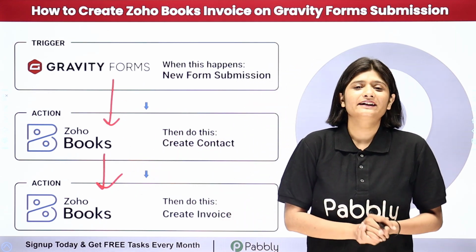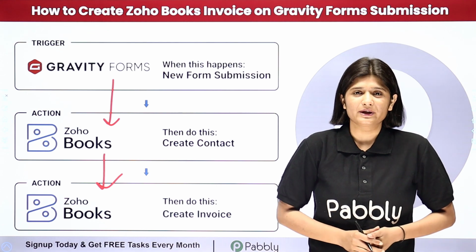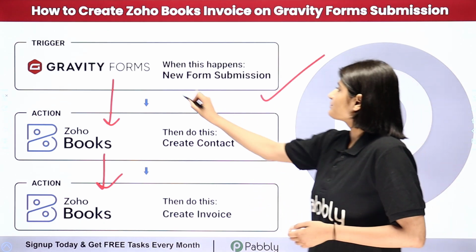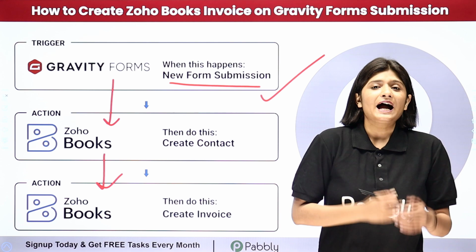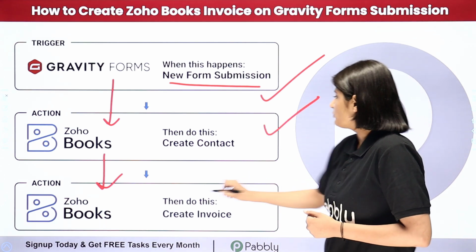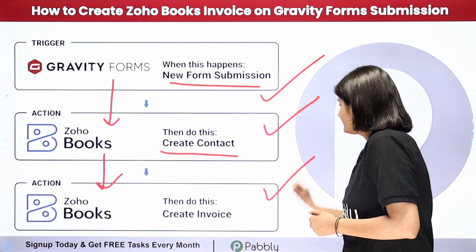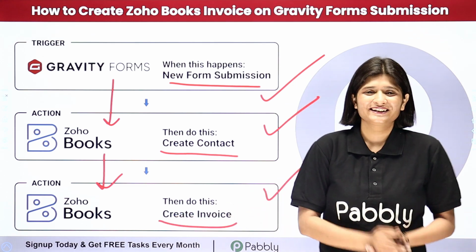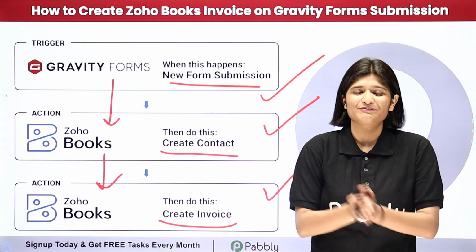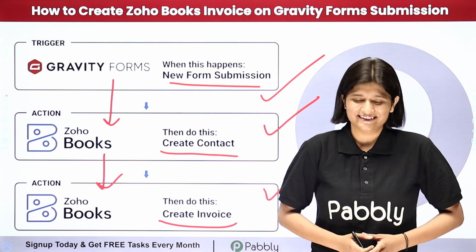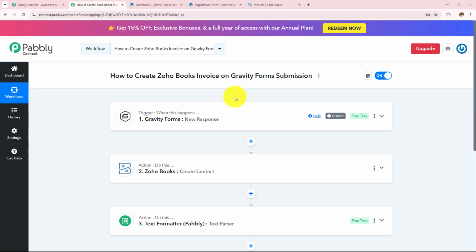With the help of Pabbly Connect, I am going to build this connection in such a way that whenever I receive a new form submission in my Gravity forms, the contact will be automatically created in my Zoho Books and the invoice will be automatically generated for the same contact. Now if you want to learn this amazing automation step by step, then let me take you all to my screen. In this video, we are going to see how to create a Zoho Books invoice on Gravity form submission.